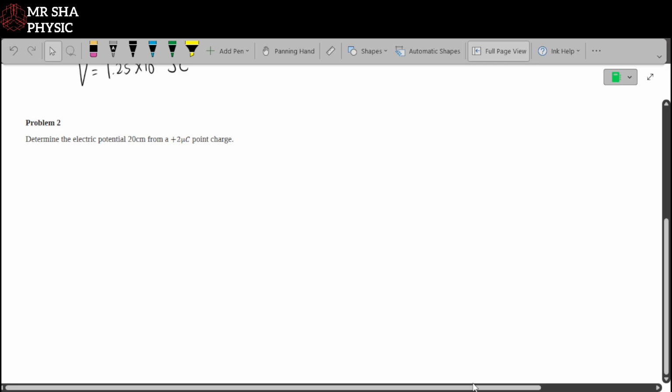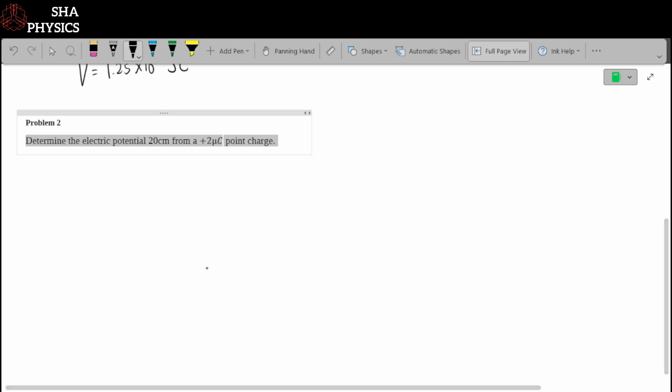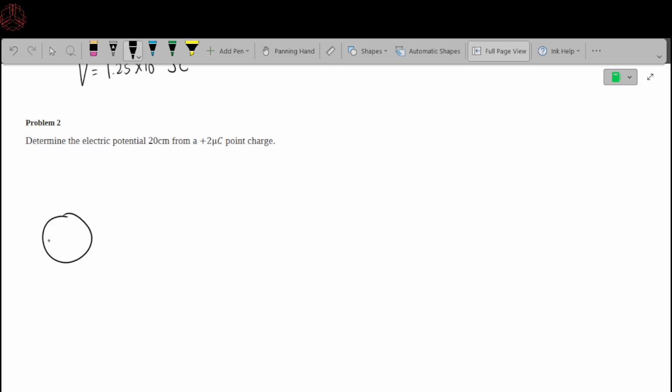Okay, so moving on to problem number two. It says here, determine the electric potential 20 centimeters from a positive 2 microcoulomb point charge. Okay, so imagine if you have a point charge, and it has a charge of positive 2 microcoulomb. Then what you will have is actually a potential.